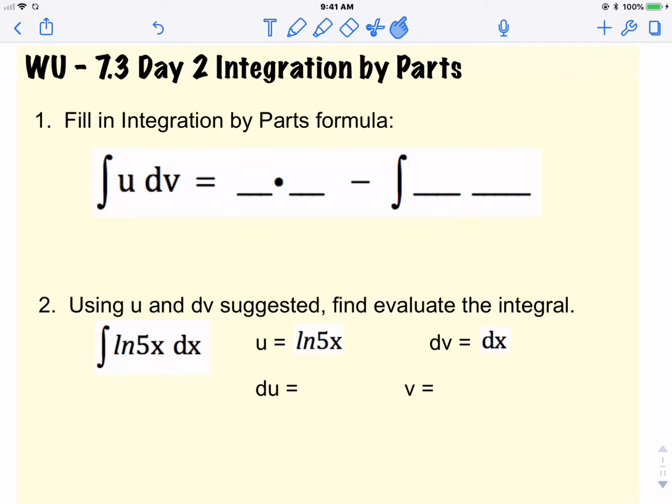This is a lesson video for 7-3 Day 2, Integration by Parts. We're going to work on choosing the u and the dv today. So as you go through, there's a warm-up on the screen. Stop the video, do both of those, look back at your notes from yesterday, and then come back when you're done.